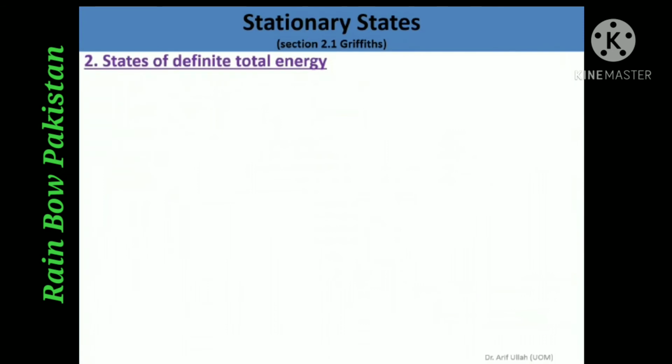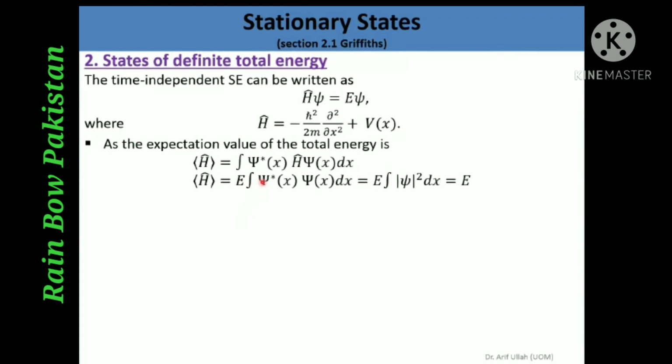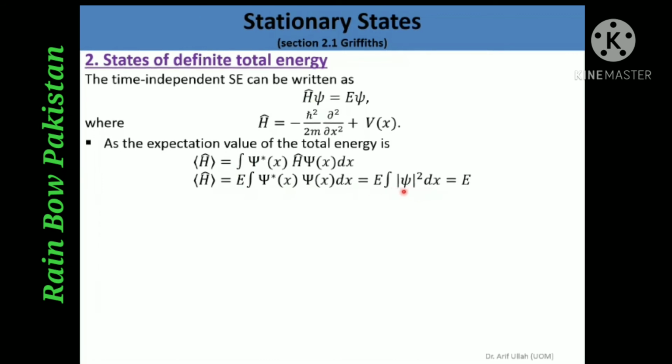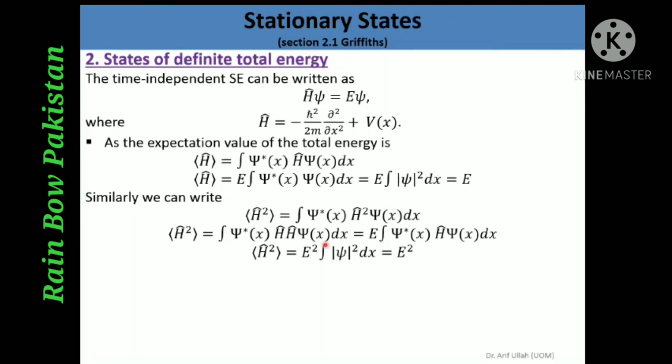So if we compute the expectation value of the Hamiltonian, which is defined as the integral of ψ* H ψ dx, using the Schrodinger equation Hψ = Eψ, we get E times the integral of ψ*ψ dx, or the integral of |ψ|² dx, that is, the overall probability is 1, so we get E. Similarly, we can calculate the expectation value of H² according to the same technique, which is equal to E².